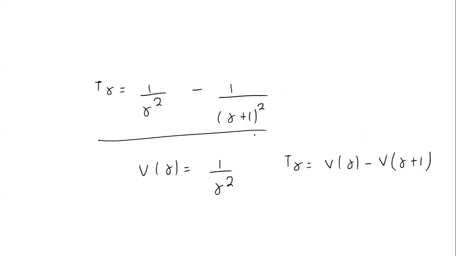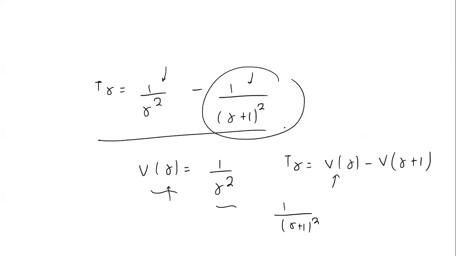So now we have T of r in this form. If you assume V of r is equal to 1 by r square, then you can replace this by V of r and this by V of r plus 1 simply. If you replace r by r plus 1 here, it will become 1 divided by r plus 1 whole square, which is the same as this thing. So you can replace this by V of r plus 1. So now you have T of r in this form, V of r minus V of r plus 1.